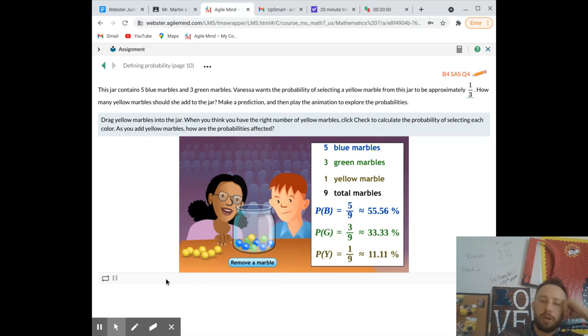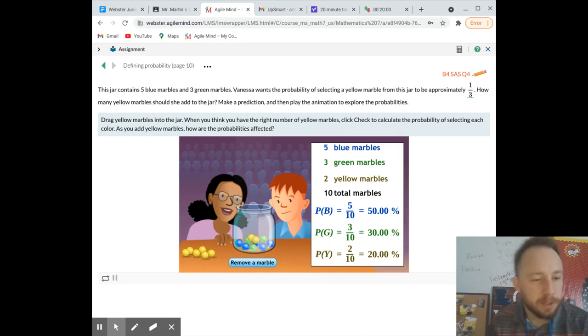All right. So what if we were to put 2 more marbles in there? What if we put 2 yellow marbles instead of 1? You'd have 10. Correct. So our new ones would be what? 5 out of 10, 3 out of 10, and 2 out of 10. Perfect job. Does anybody have a question about why it's changing? Or does everybody feel pretty confident in what's happening here?